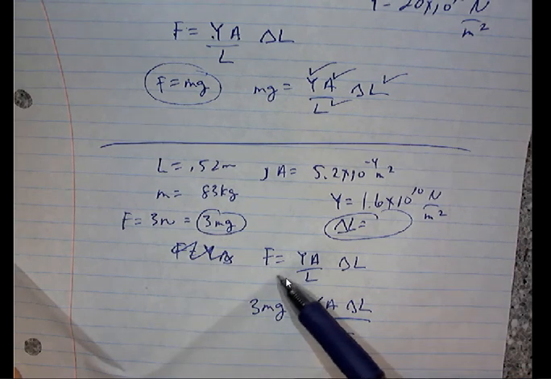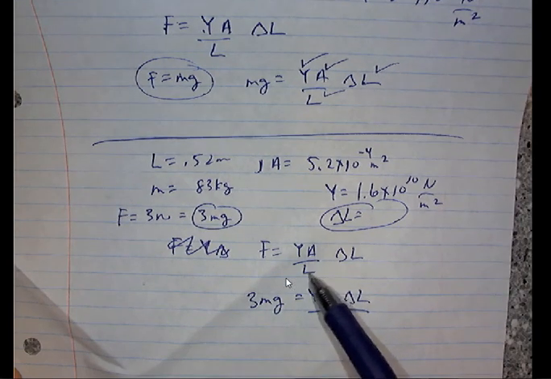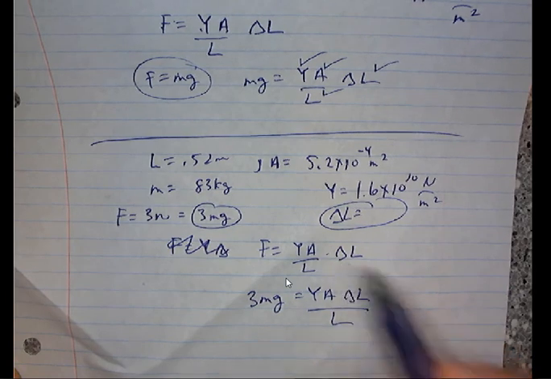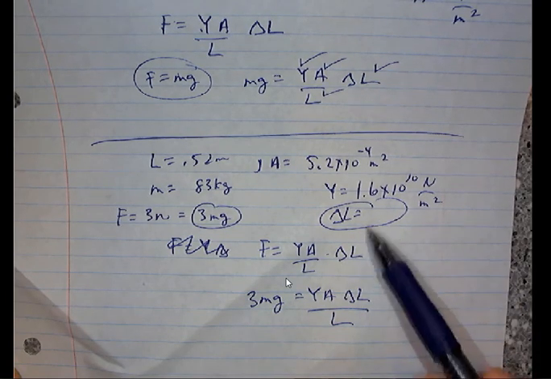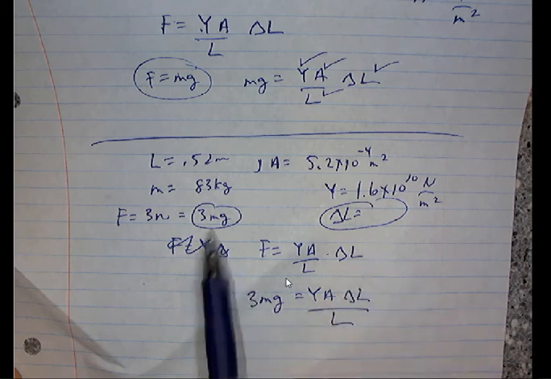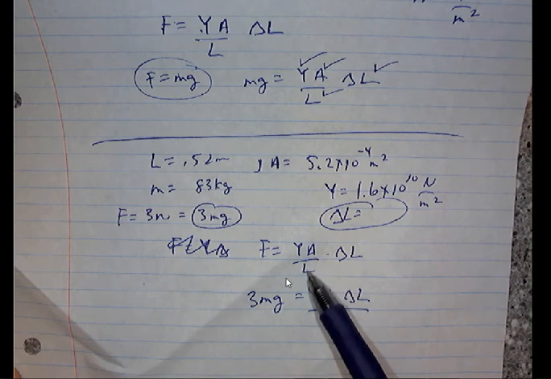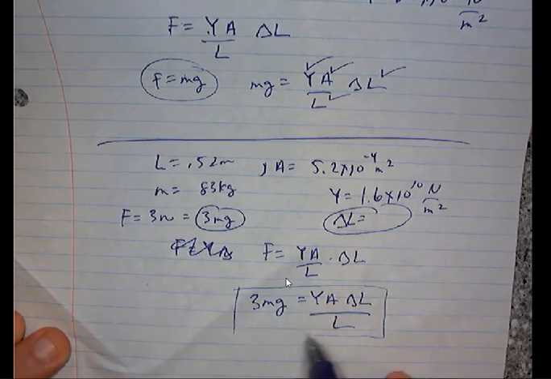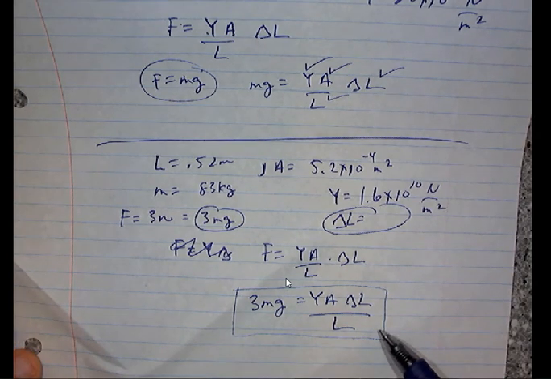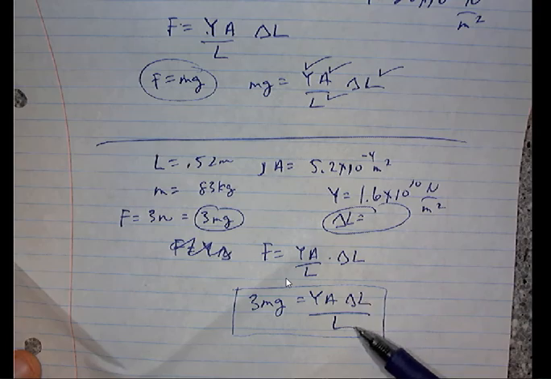So back to the same equation we had before: force equals Young's modulus, area divided by length, times the amount that it's actually compressed. And that's what we're trying to figure out in this problem. So I can put in 3mg for the force, Young's modulus, area, length, delta L. And then the only thing that you don't know is how much it's compressed. Just be careful with the units again, and solve for delta L.